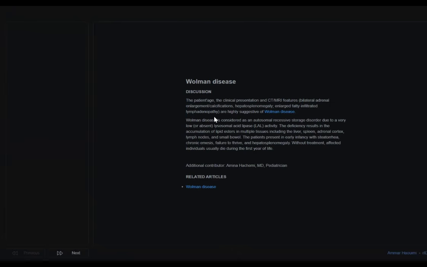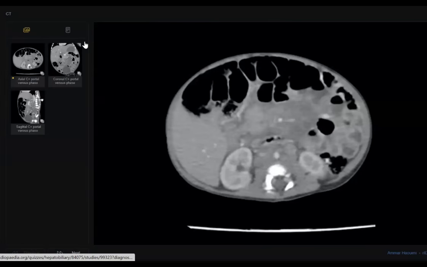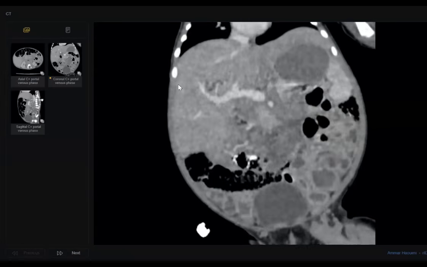This is overall a syndromic or metabolic deposition of the fats. It is called Wolman disease. What is Wolman disease?